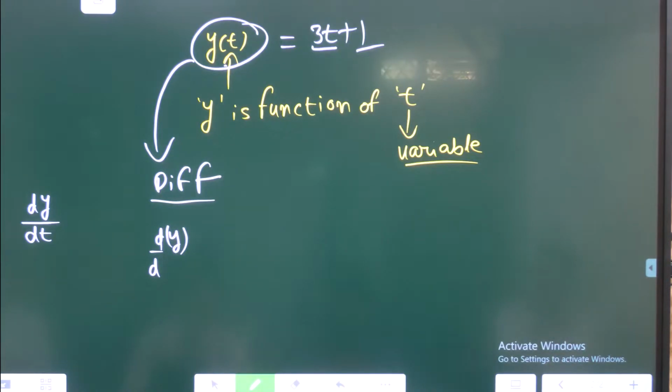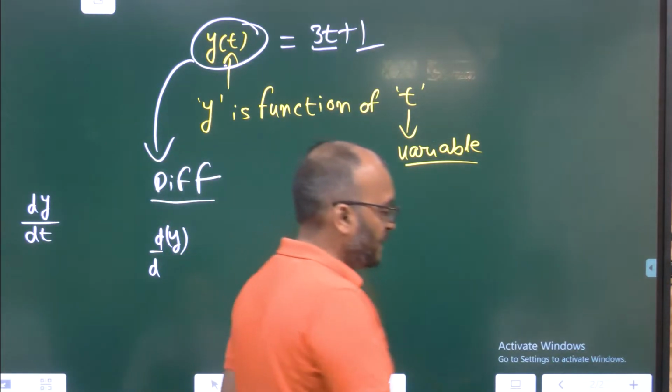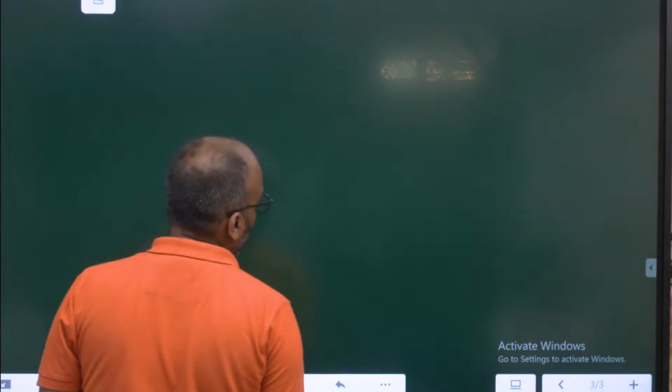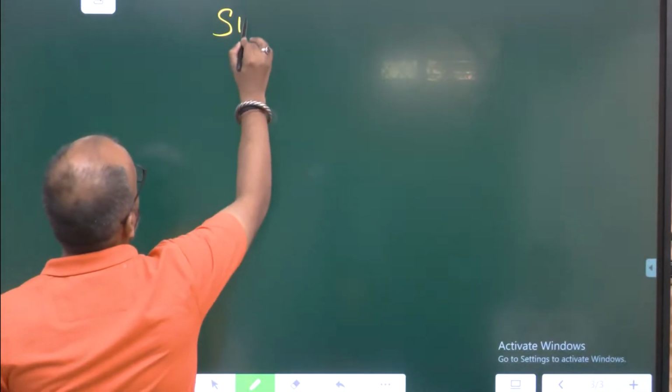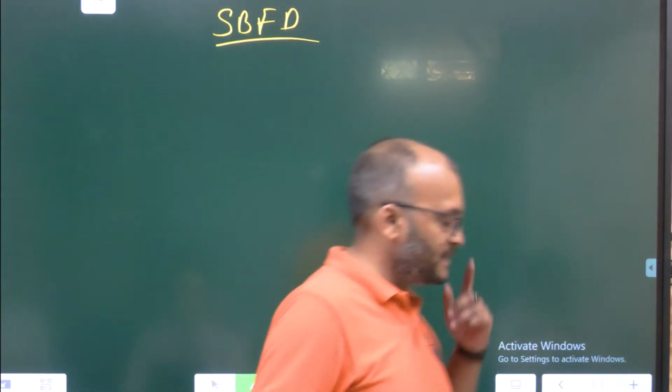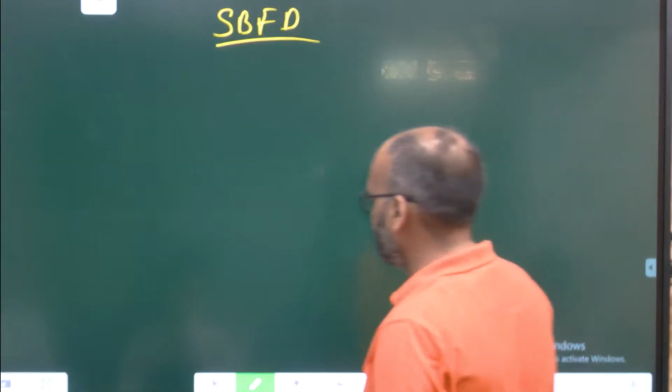Anyway, done? Okay. Some basic formulas that we are going to use: SBFT, some basic formulas of differentiation. Number 1.